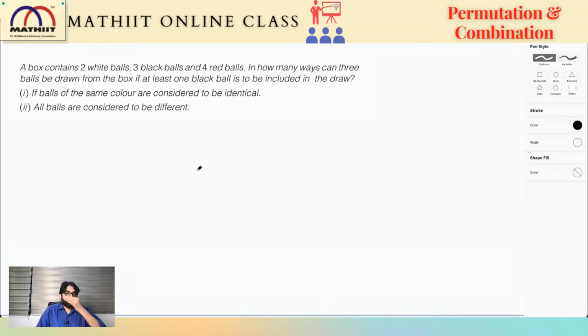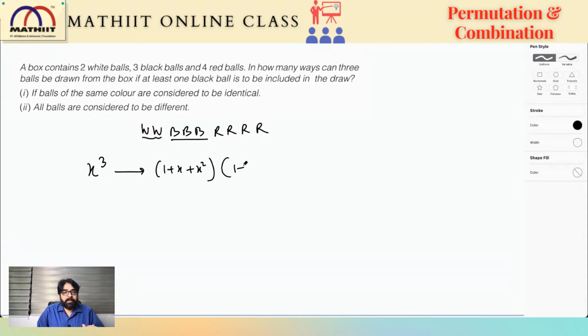Chalo, let's try. A box contains 2 white balls, that means W, W. 3 black balls means B, B, B. And 4 red balls, R, R, R, R. This is the situation. We can assume there are a total of 9 letters. I want to select 3 letters. So the coefficient of x power 3 in: first make the bracket of this, 1 plus x square. Bracket of this differently, 1 plus x square plus x cube. Bracket of this, 1 plus x square plus x cube plus x power 4.